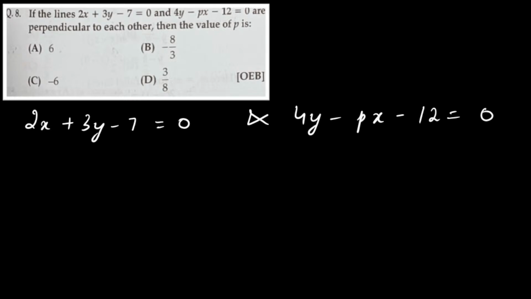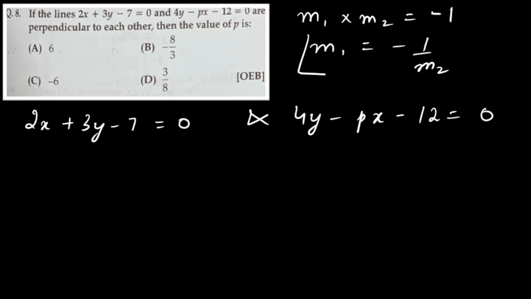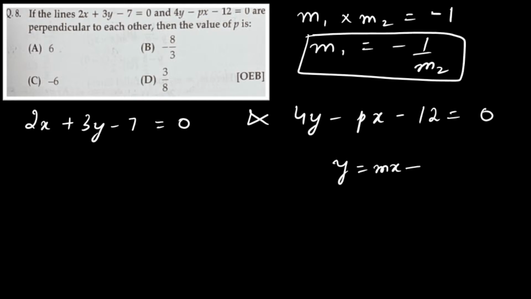If the lines are perpendicular, with relation we know the slopes' product is equal to minus 1, or we can also say the slope of one is the negative reciprocal of the slope of the other. So any relation we can use as per our comfort level. First of all, we should find the slope of these lines. How to find the slope? By converting the equation into slope intercept form. Slope intercept form is y is equal to mx plus c, which we have to use.